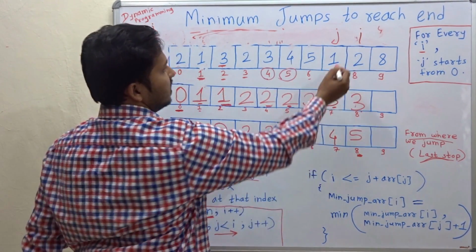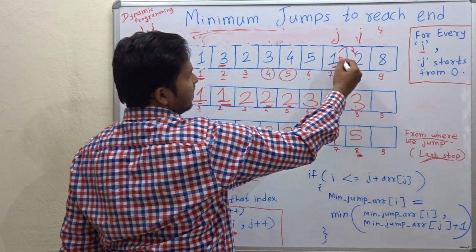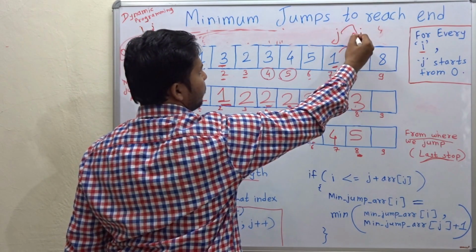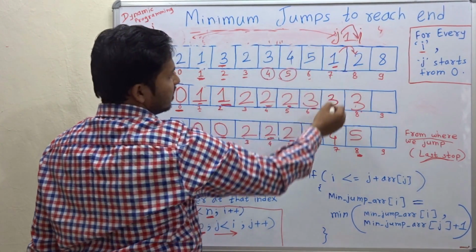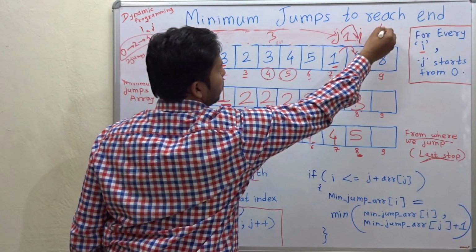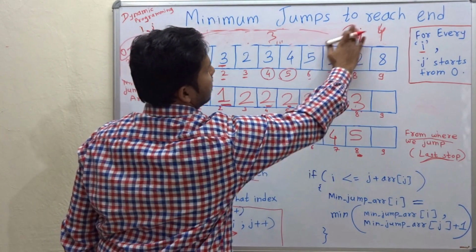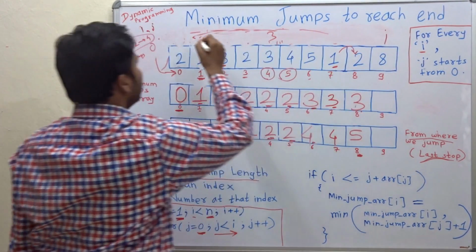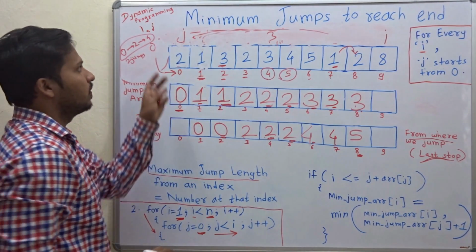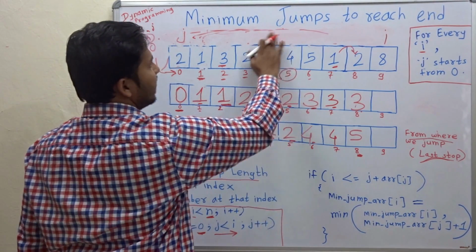Now yes, the value here is 1 and we can reach the 8th index with 1 place. So we can have 1 jump, and to reach j, how many jumps? 3 jumps. So 3 plus 1 is 4. 4 is greater than 3, so we keep 3 as it is. Now as j has reached I, let's increment I, and j will again start from 0. Now again we can come up to the 5th index.